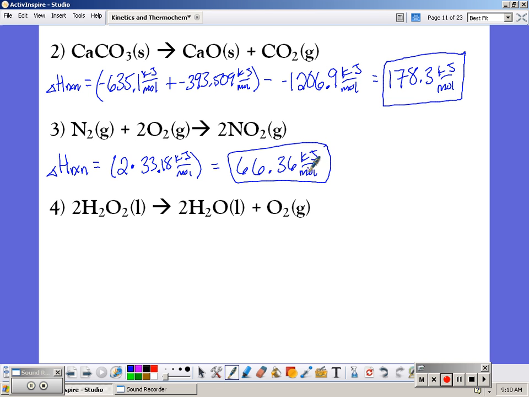And then our last example, my product here is 2 waters. Now when you look at water, there's actually 2 different values, one for gas and one for liquid. So that is important to keep track of which one you're using.